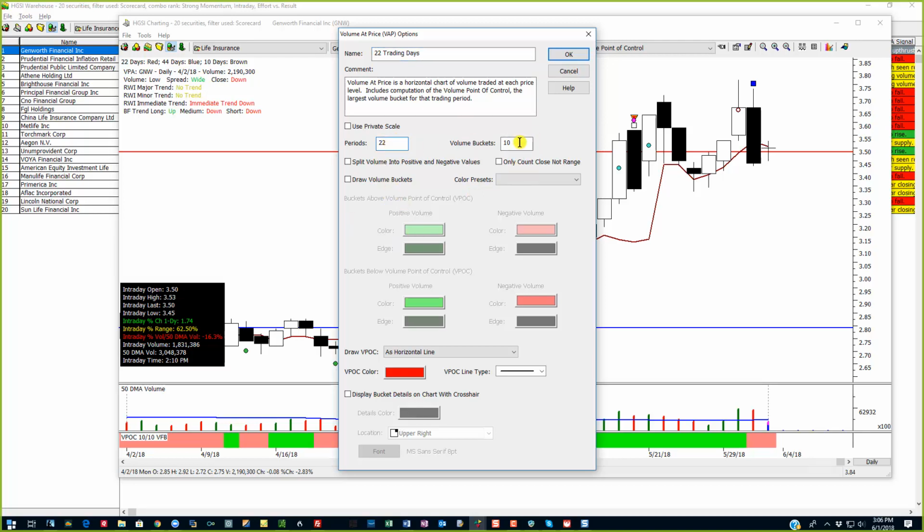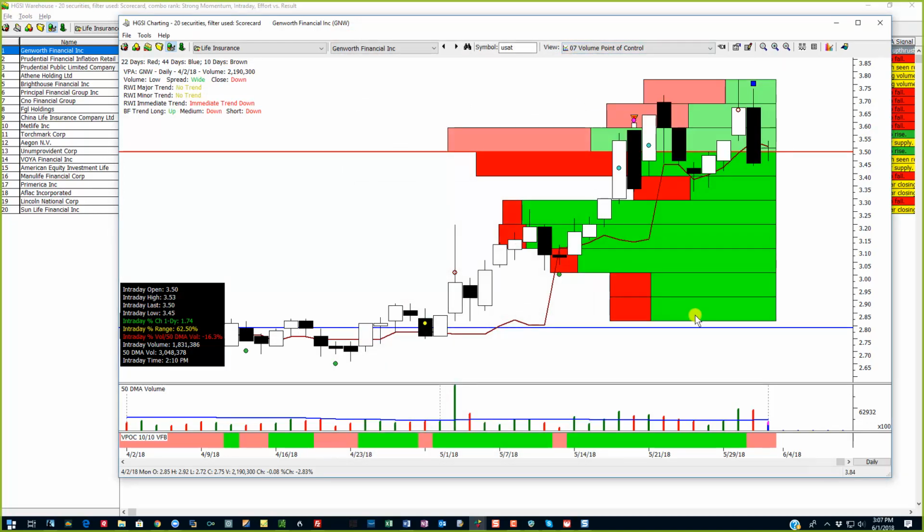Notice the periods are 22, the volume buckets are 10, and if I select these two, split volume into positive and negative volume, and draw volume buckets, these are no longer ghosted. And then if I click on this one, I can display the bucket details on the chart with a crosshair. What that does is it brings the buckets up to the top. I'm only using 10 buckets.